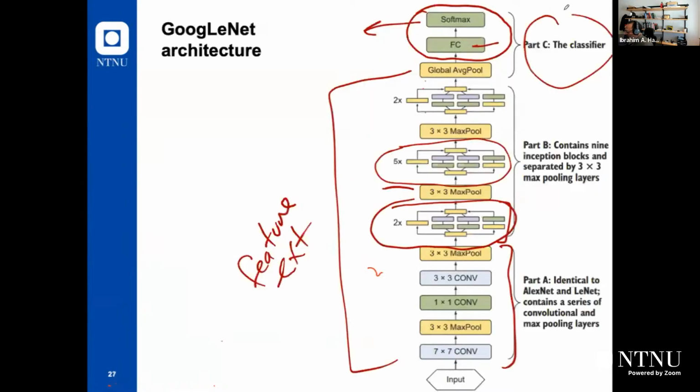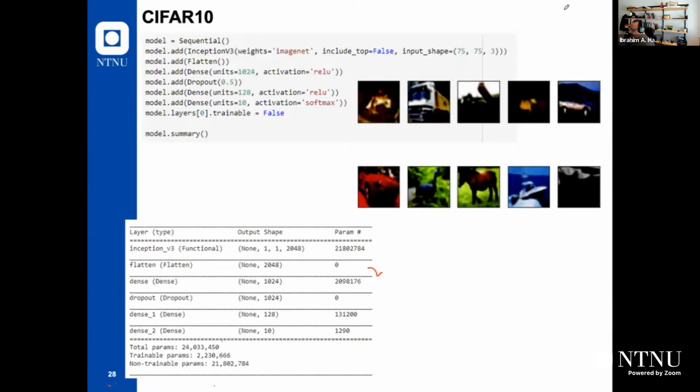Now I need to use this Inception or GoogLeNet to transfer it to another problem, for example. So I will try to use it for CIFAR-10. I will define my model as a sequential model using the Sequential API. I will import InceptionV3 as a layer. So I imported it as a layer now.